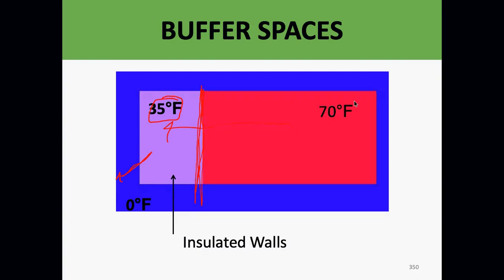So if my house temperature is at 70 degrees, I have an insulated crawl space, and I have insulation around, and my outside temperature is 0 degrees, could I install something in this crawl space that's going to freeze? Could I install anything with water or something that's going to freeze in this crawl space?